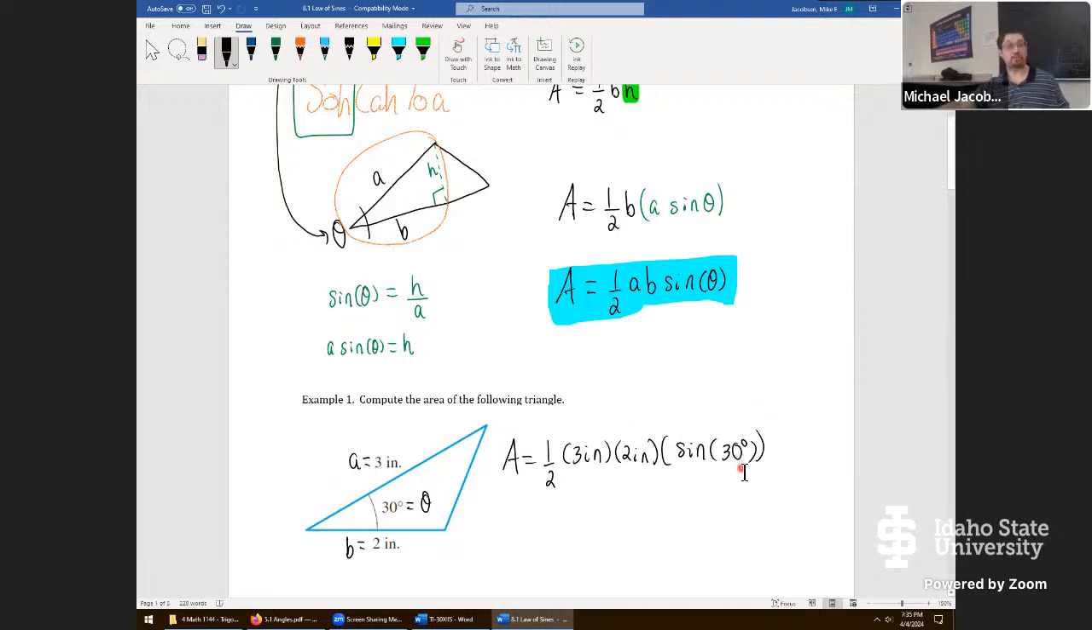And again, you could put pi/6 right here, but for applied problems like this, degree measurements seem to be more common. So we're going to use degree measurement as well. Now, next thing you want to do.